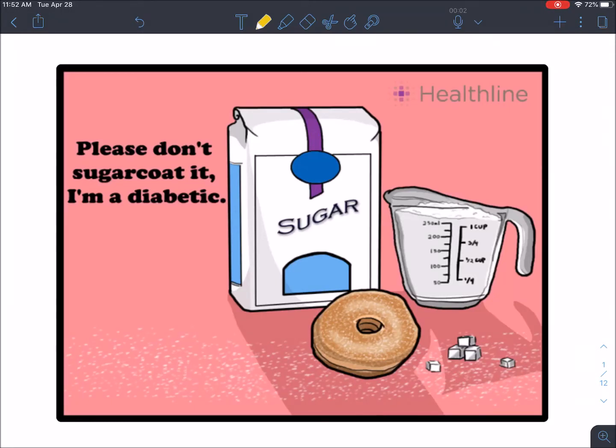Hello, so I'm going to start off with a joke. It says, "Please don't sugarcoat it, I'm a diabetic."